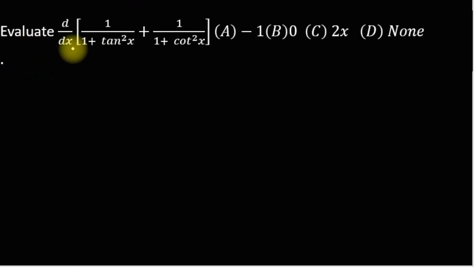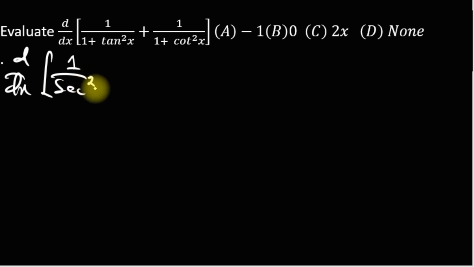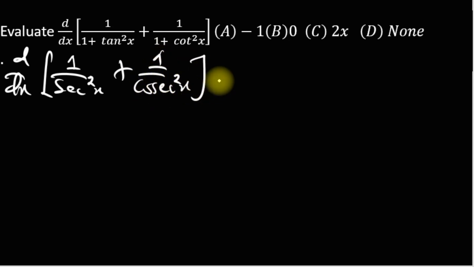We are asked to evaluate the derivative of this. You see that the derivative of 1 over 1 plus tan squared, if you could remember, 1 plus tan squared is sec squared, plus 1 over 1 plus cot square. 1 plus cot squared is cosec squared x. So we're using our identity. Again, sec squared.